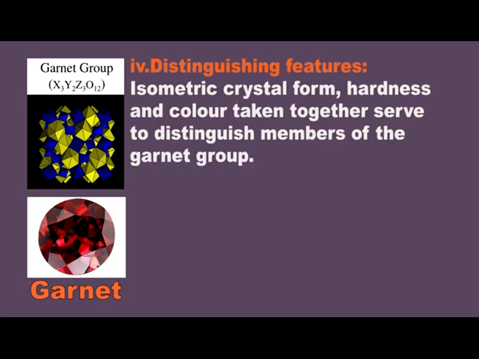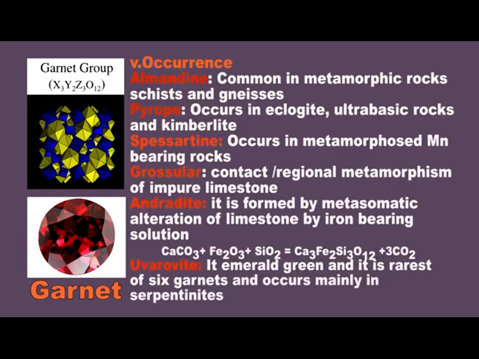Distinguishing features: isometric crystal form, hardness and color taken together serve to distinguish members of the garnet group. Occurrences: almandine is common in metamorphic rocks, schists and gneisses. Pyrope occurs in eclogites, ultrabasic rocks and kimberlites. Spessartine occurs in metamorphosed manganese-bearing rocks or low-grade metamorphic schist. Grossular: contact or regional metamorphism of impure limestone. Andradite: it is formed by the metasomatic alteration of limestone by iron-bearing solution.